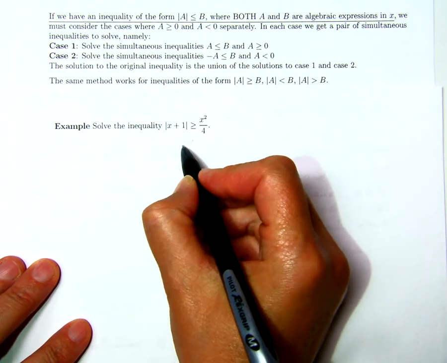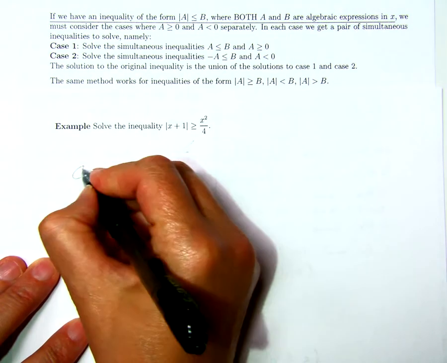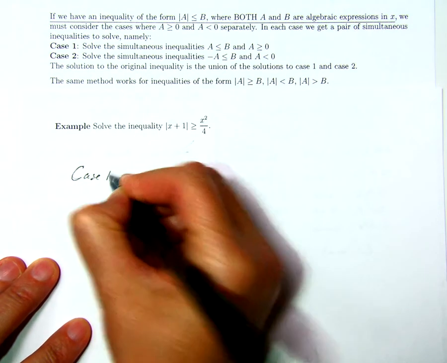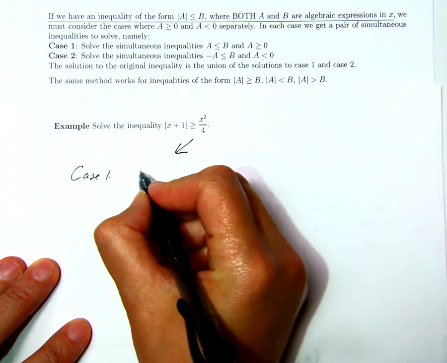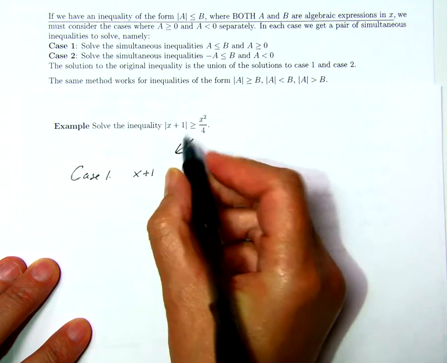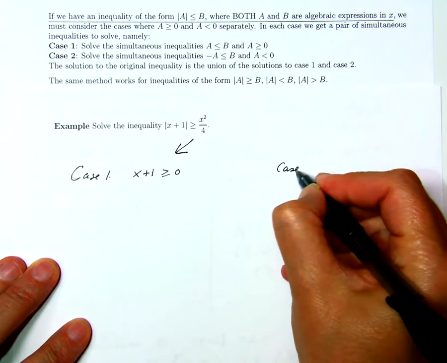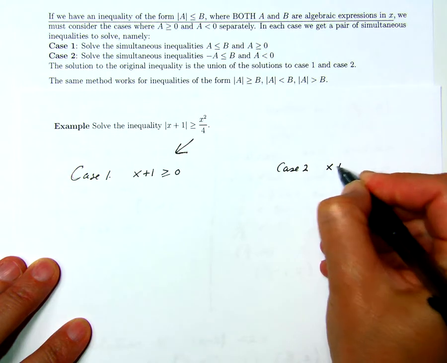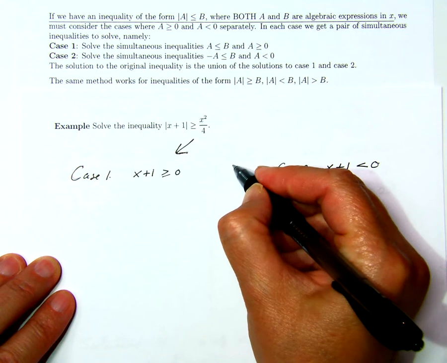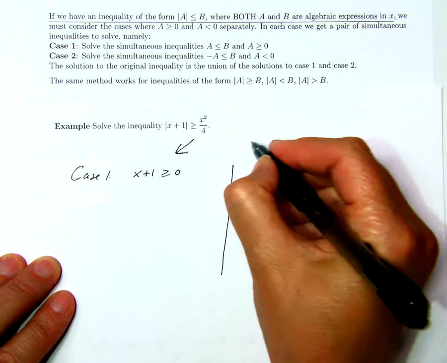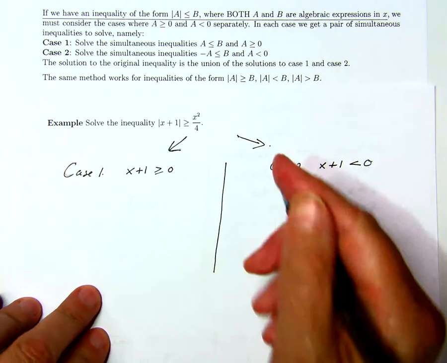So case 1, pardon me, wrong pen, is the case where x plus 1, what's inside the absolute value, is greater than or equal to 0, and case 2 is the case where x plus 1 is less than 0. And of course this makes it easier to rewrite the inequality by considering the cases separately.